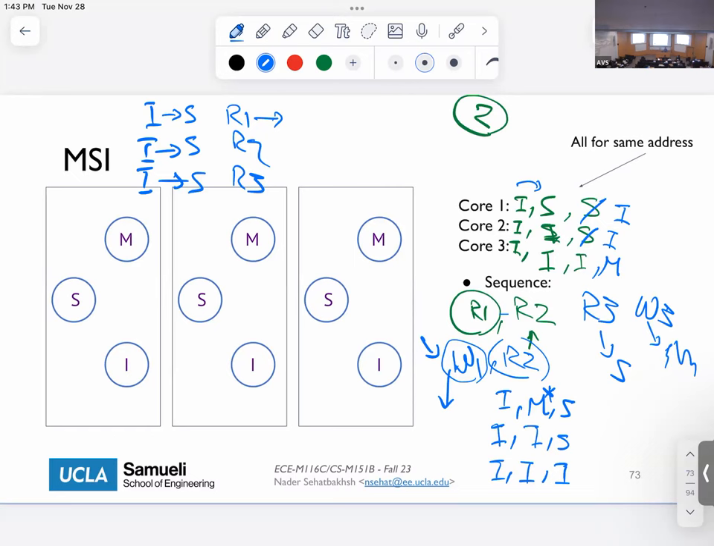So the question about what is really happening in invalidation: you just change the bits. Yes, it's a forced eviction. You just change the valid bit to 0.